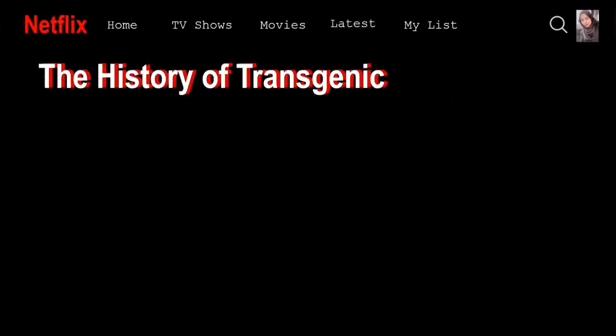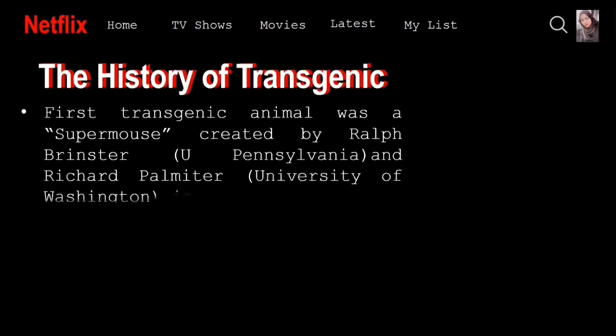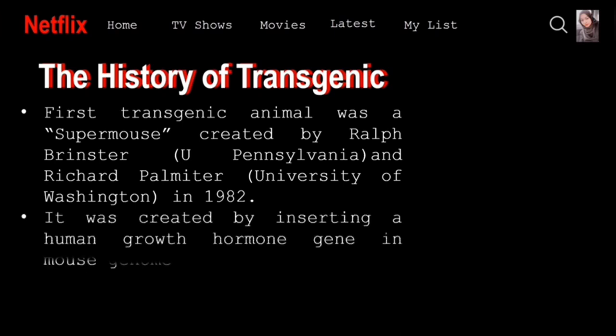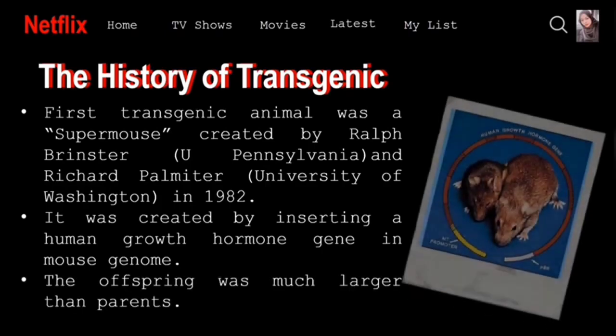The history of transgenics: the first transgenic animal was a super mouse created by Ralph Brinster and Richard Palmiter in 1982. It was created by inserting a human growth hormone gene into the mouse genome. The offspring was much larger than its parents.